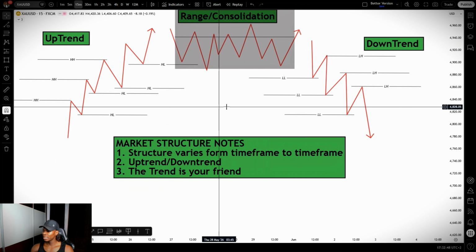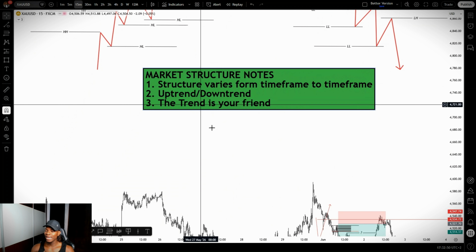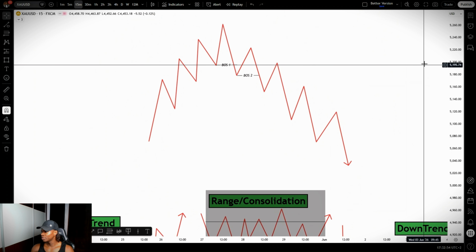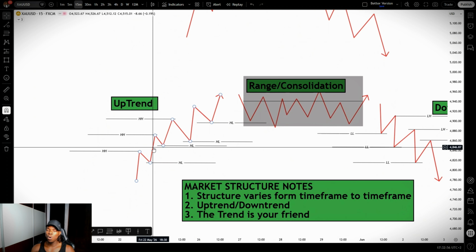Okay, so the other thing I wanted to talk about was a few notes I have about market structure. Okay, before I go into this, I'm going to show you something. So if you notice, the market doesn't go up all the way. So what I mean is, when the market goes uptrend for a while, it's going to switch to downtrend. So meaning the market doesn't go up forever, and also the market doesn't come down forever.